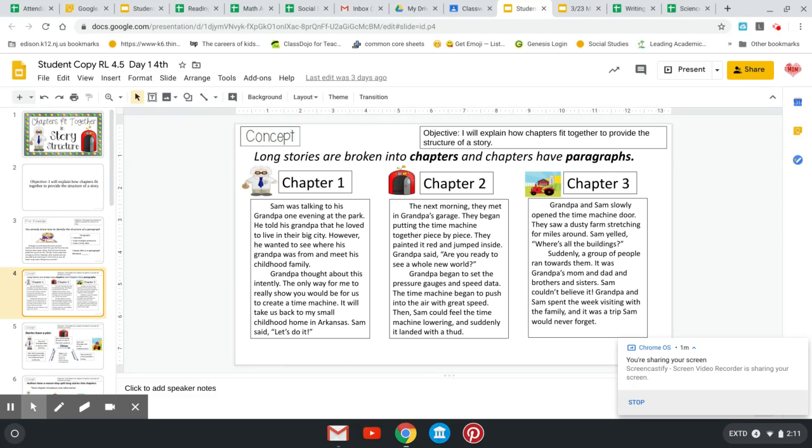Grandpa and Sam slowly opened the time machine door. They saw a dusty farm stretched for miles around. Sam yelled, "Where are all the buildings?" Suddenly, a group of people ran toward them. It was Grandpa's mom and dad and brothers and sisters. Sam couldn't believe it. Grandpa and Sam spent the week visiting with the family, and it was a trip Sam would never forget.